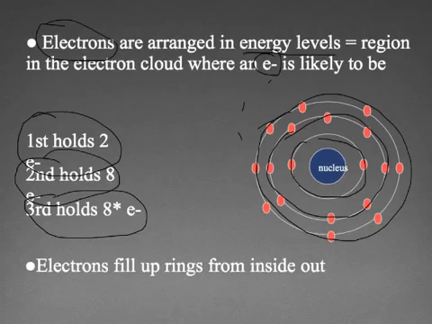So for example, if we had something like lithium, the symbol is Li, and lithium's atomic number is 3. Which means that it has 3 protons, but it also means it has 3 electrons. So because they fill from the inside out, the first 2 electrons will go in the first ring, and then the third electron will go in the second ring.